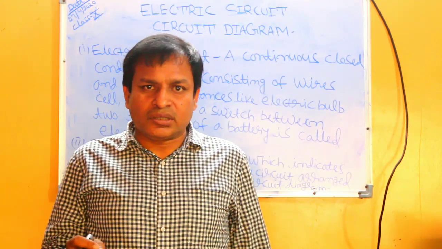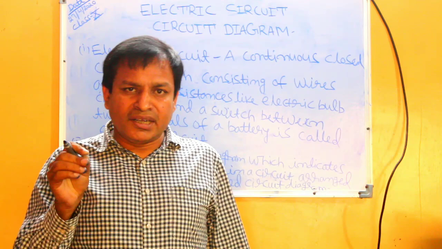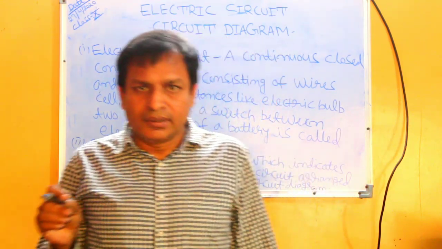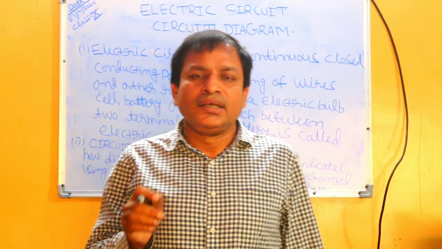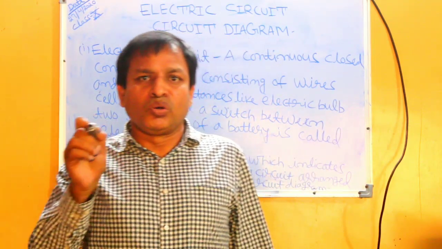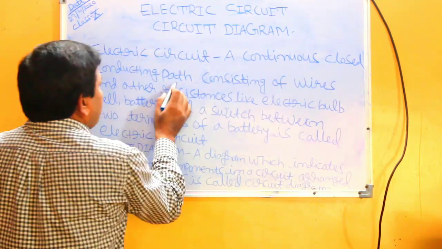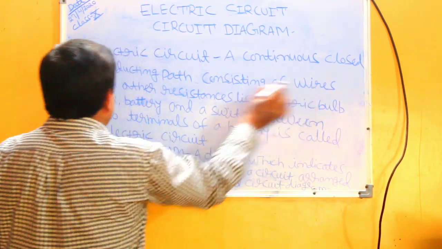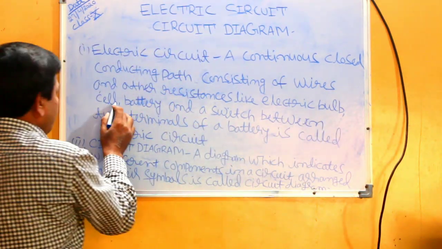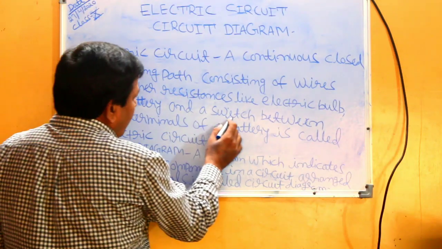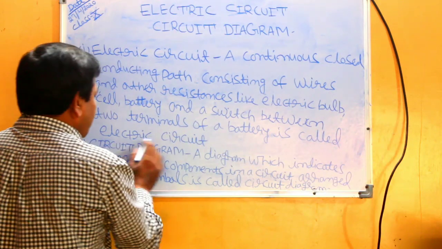Electric circuit is a closed continuous conducting path which consists of connecting wire and other electrical devices along which the electric current flows. A continuous closed conducting path consisting of wires and other resistance like electric bulb, cell, battery and a switch between two terminals of a battery is called electric circuit.